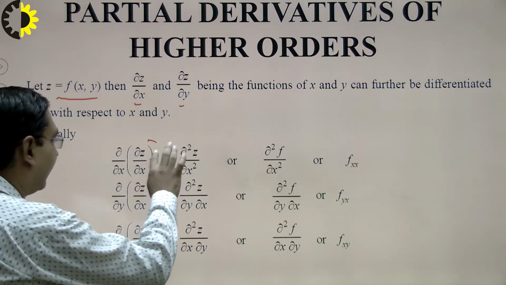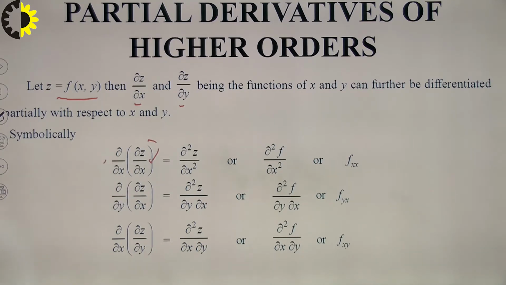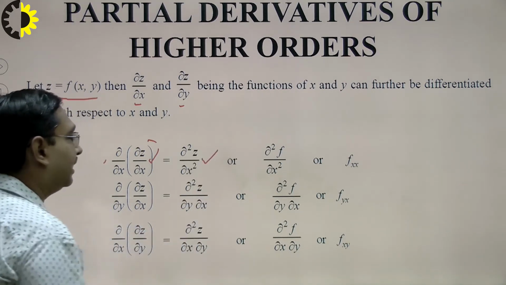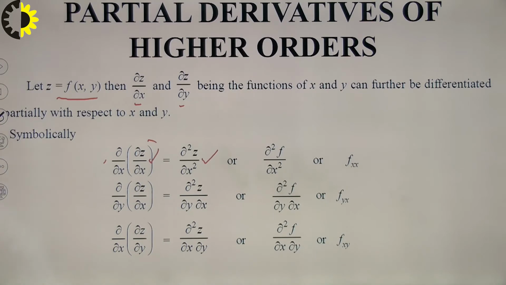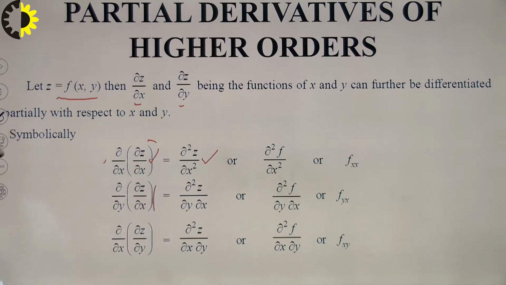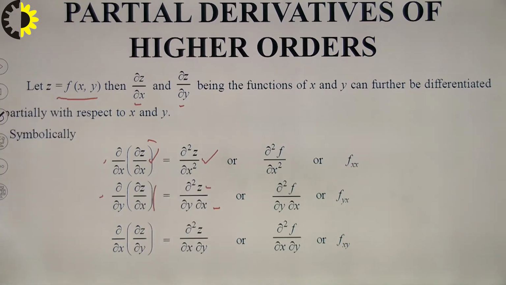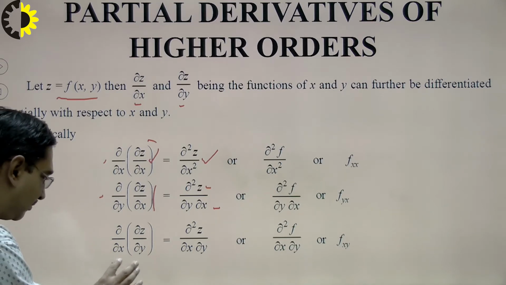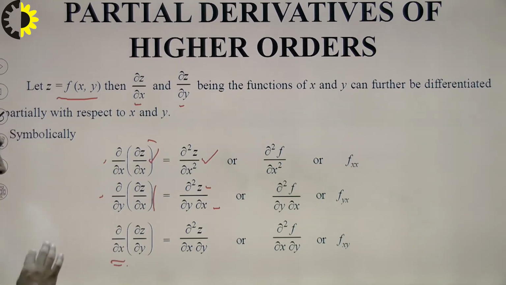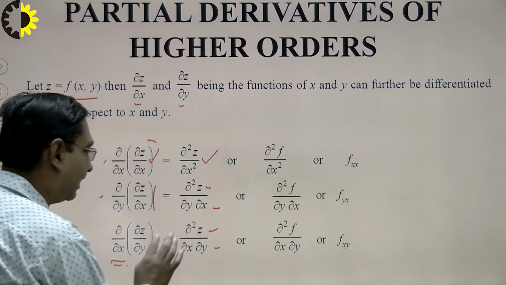Thus, if I differentiate this del z upon del x with respect to x, then the second partial derivative so obtained is written as del 2z over del x square. If I calculate the derivative of this del z upon del x with respect to y, then it will be written as del 2z over del y del x. If I calculate the derivative of del z upon del y with respect to x, then it will be del 2z over del x del y.